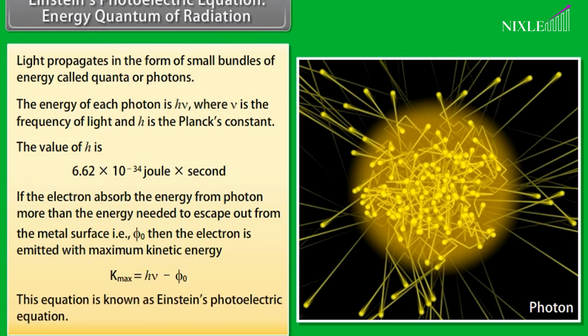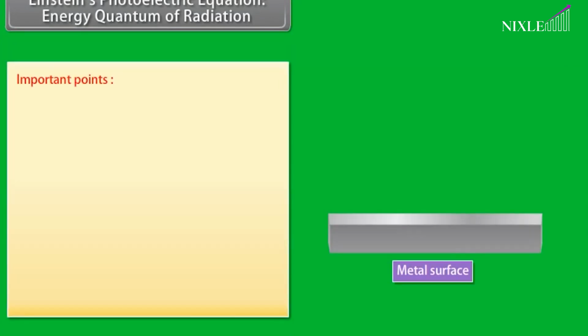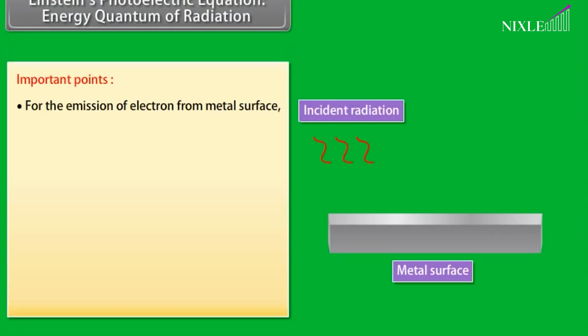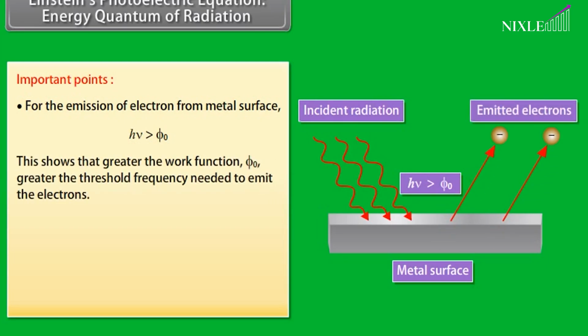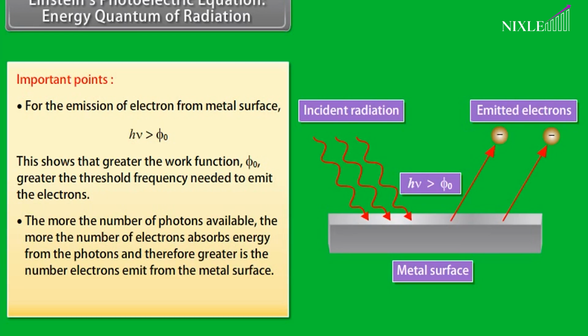The more the number of photons available, the more the number of electrons absorbs energy from the photons, and therefore greater is the number of electrons emitted from the metal surface. We know that Kmax equals eV0 and Kmax is equal to h nu minus phi 0. So, h nu minus phi 0 is equal to eV0. So, V0 is equal to h by e into nu minus phi 0 by e.